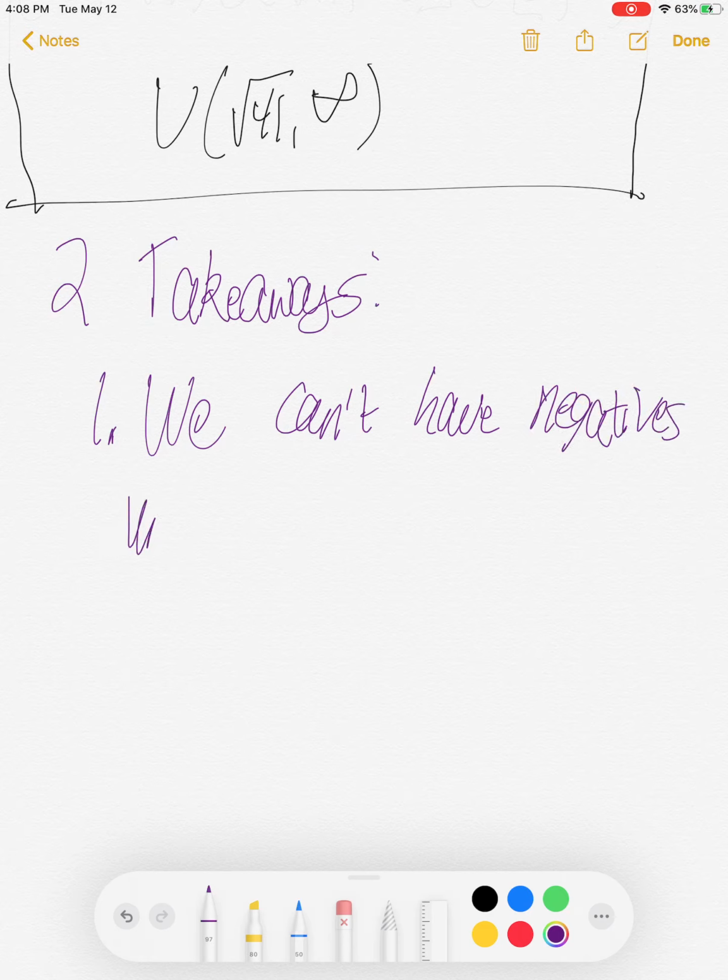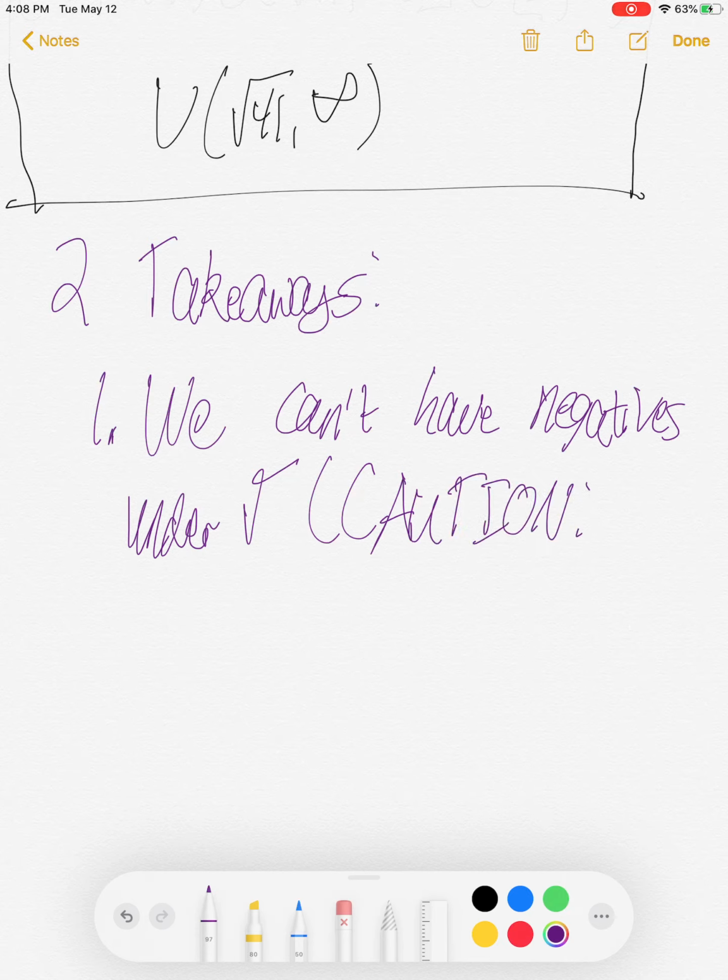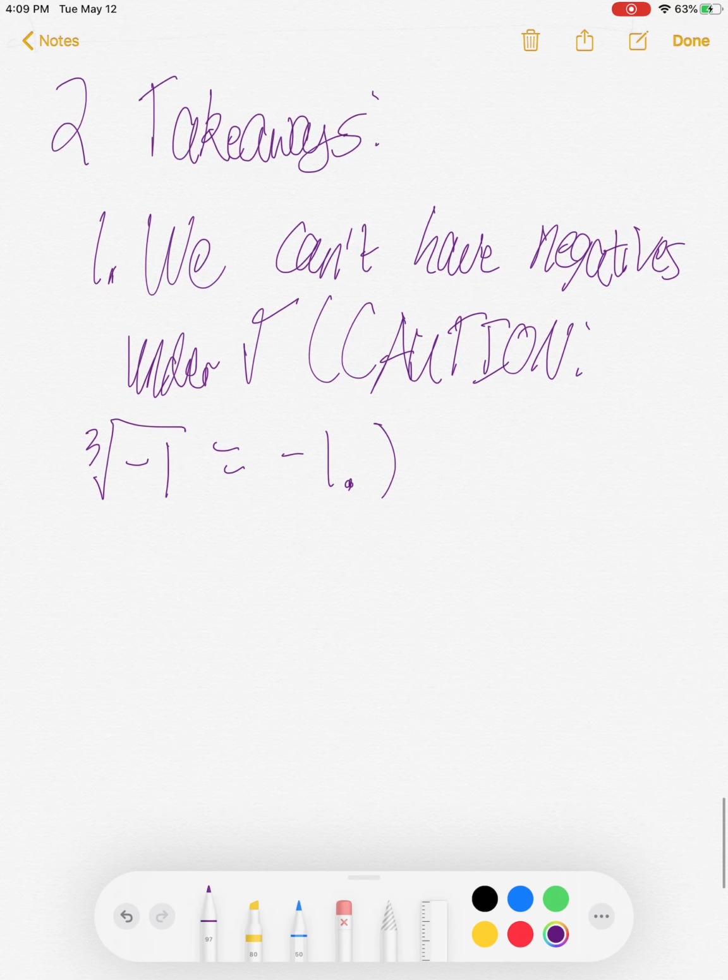Now you have to be very careful with this under square root, but you have to take caution because I can have a negative under a cubed root, for example, because the cubed root of negative 1 does exist. In fact, it's equal to negative 1. So we are allowed to have negatives under cubed roots, but not under square roots. So that's one thing that restricts our domain.